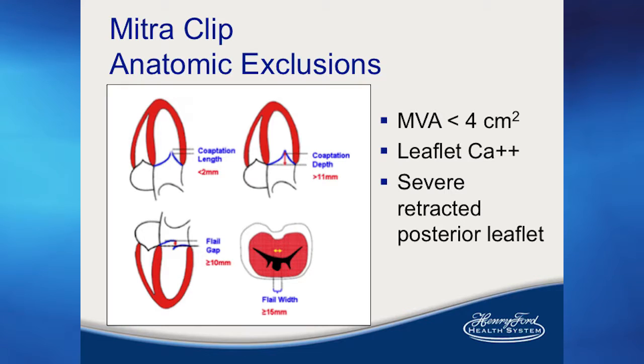And there are some limitations. Mostly right now in the United States, it's approved for degenerative MR, where the valve should prolapse or have some flail. But there are some things it can't do, which segues into our other technologies: if the coaptation length is short, or the depth is too long, if there's a big flail gap, or the width of the flail is very big, then you have some challenges putting these clips in.